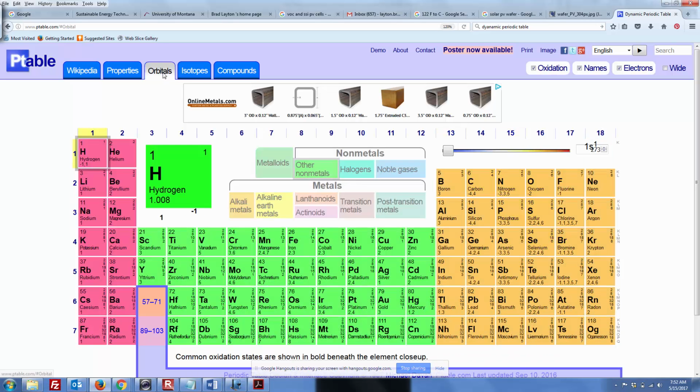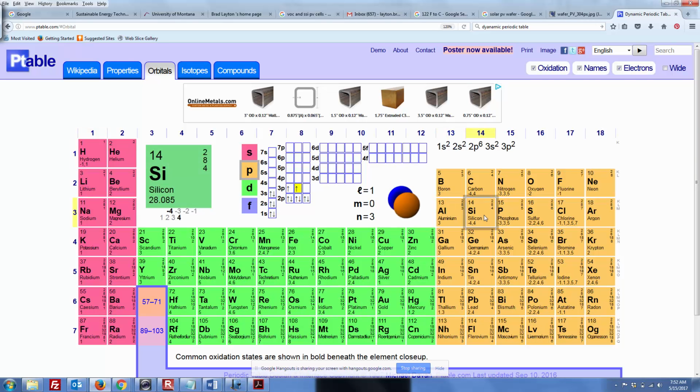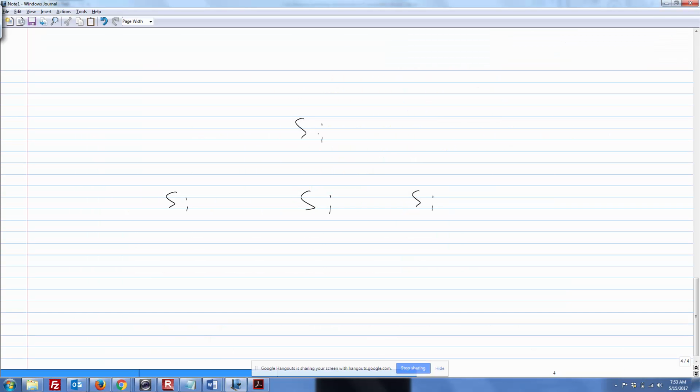Now here's silicon, it has these orbitals. It's also important to know that silicon sits right below carbon on the periodic table. If we look at carbon, it has these 2 electrons here in the 2p orbital, one up and another up. So it's missing 1, 2, 3, 4 electrons. It's the same with silicon, missing 4 electrons in the 3p.